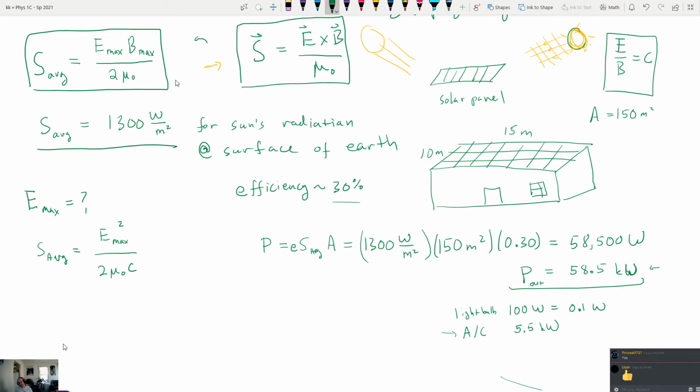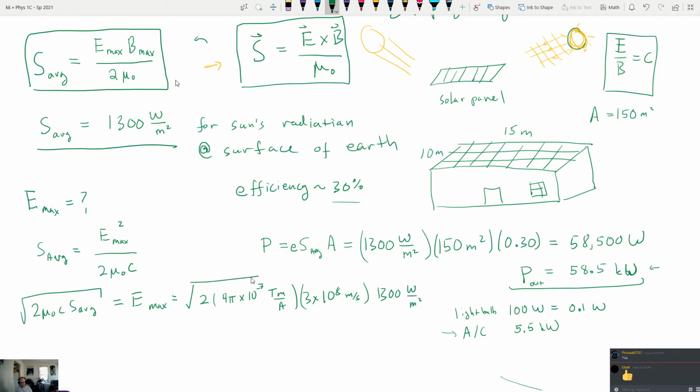And then we can solve for E. If we do 2 mu naught C S average, and take the square root of that, that should give us the value of the maximum electric field. So 2, mu naught is 4 pi times 10 to the minus 7 Tesla meter per amp, and C is 3 times 10 to the 8 meters per second, and then we multiply by S average, which is 1300. We're not going to get a big number here. So we get E max, and this would be for the sun at the surface of the Earth.